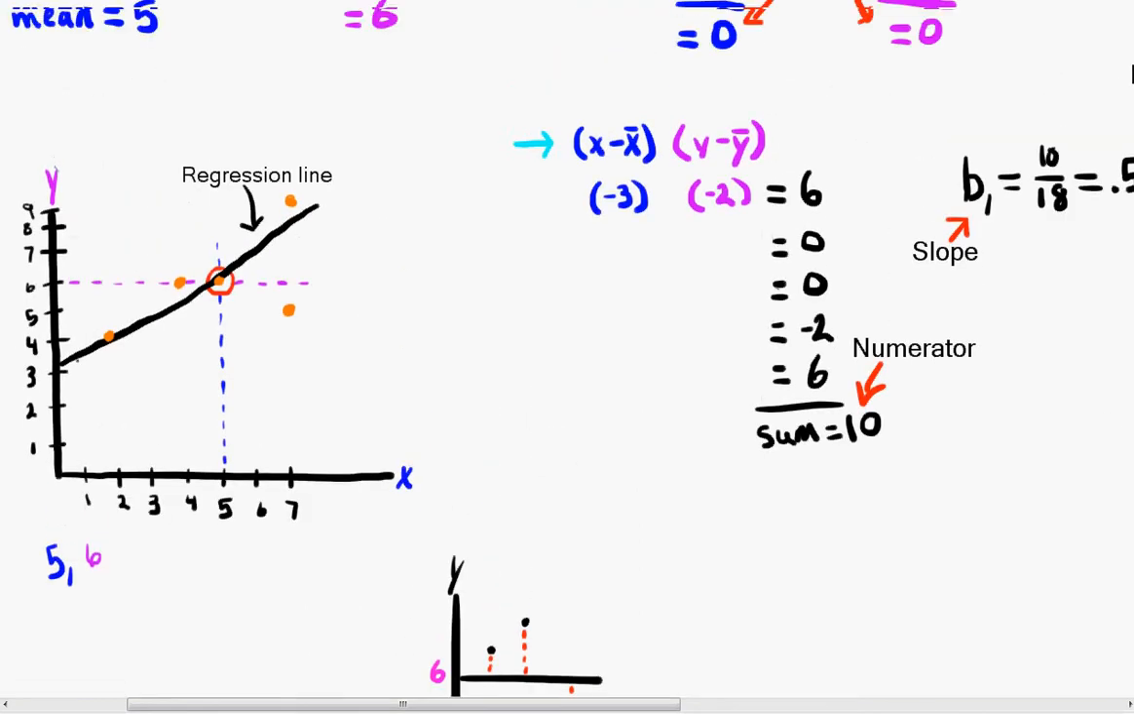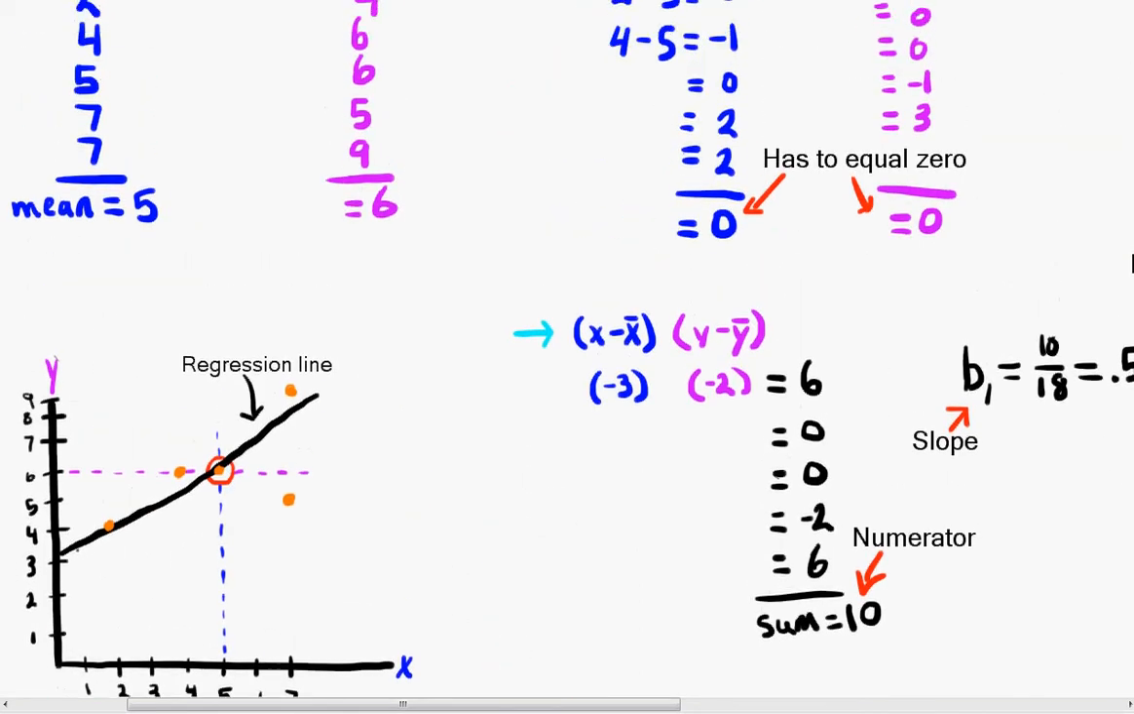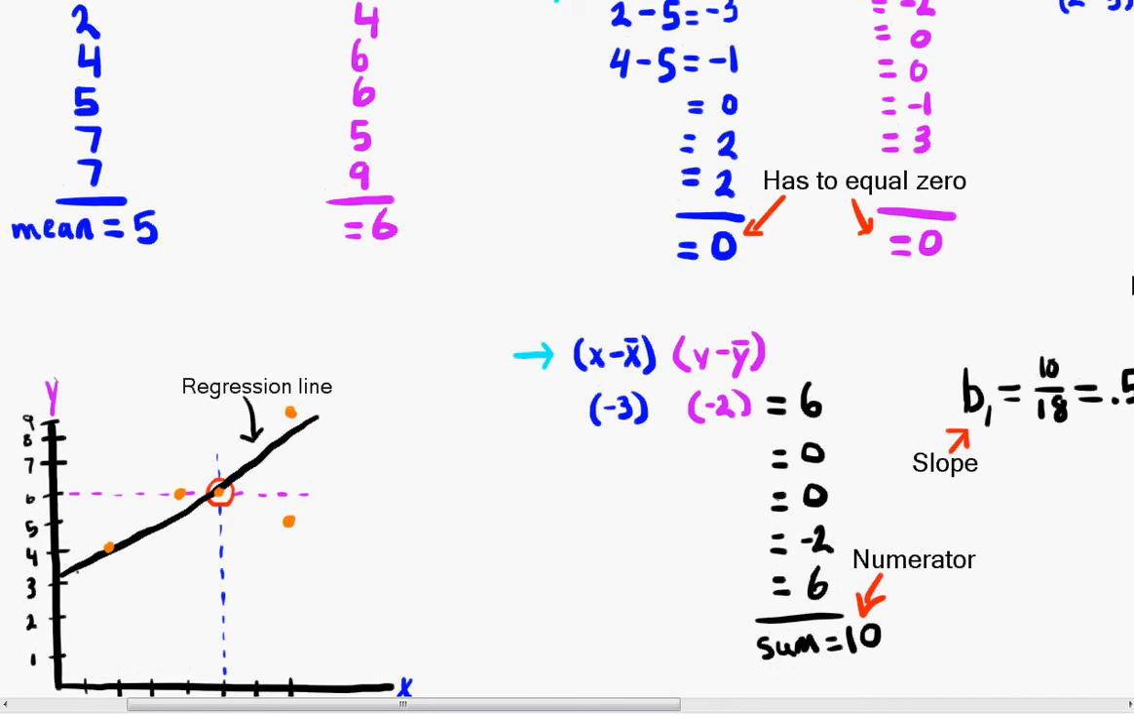And for the data that I have up here, so there are all the points, and what we do is we add them up and we take the mean for both the x and the y, and this gives us the point where we know the regression line has to cross through.